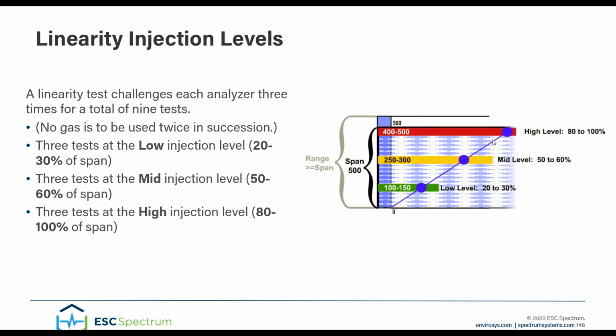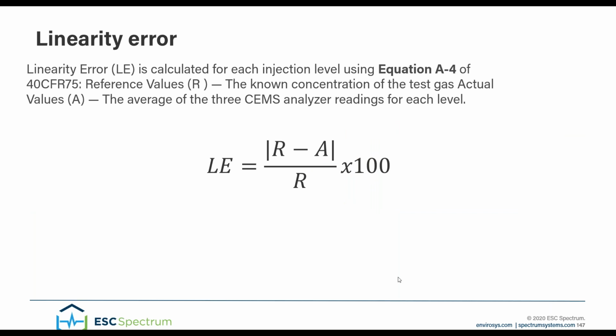All right, for our linearity injection levels, a linearity test challenges each analyzer for a total of 9 tests, and no gas is to be used twice in succession. That means that I cannot do low, low, low, mid, mid, mid, high, high, high. I have to do low, mid, high, low, mid, high, low, mid, high. If I don't do it that way, then I'm not going to have a valid test.